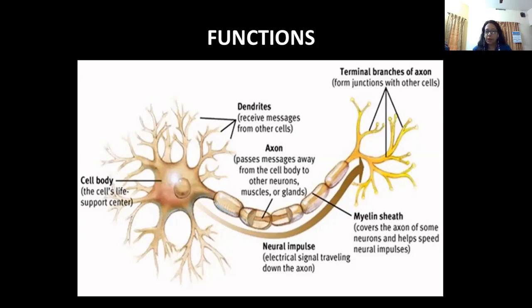And what is the function of the myelin sheath? I told you the myelin sheath is like a covering. So this myelin sheath covers the axon of some neurons, and it helps to speed up the neural impulses that move along the axon. And this ends in terminal branches of the axons called synapses.